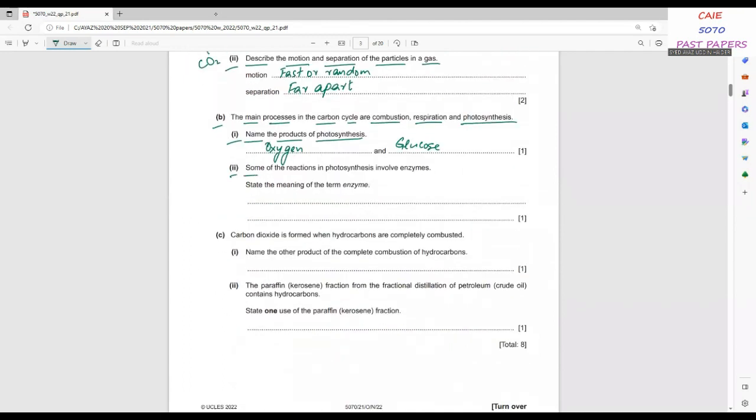Number two, some of the reactions in photosynthesis involve enzymes. State the meaning of the term enzyme. Enzymes are biological catalysts, or you can even write catalysts in organisms.